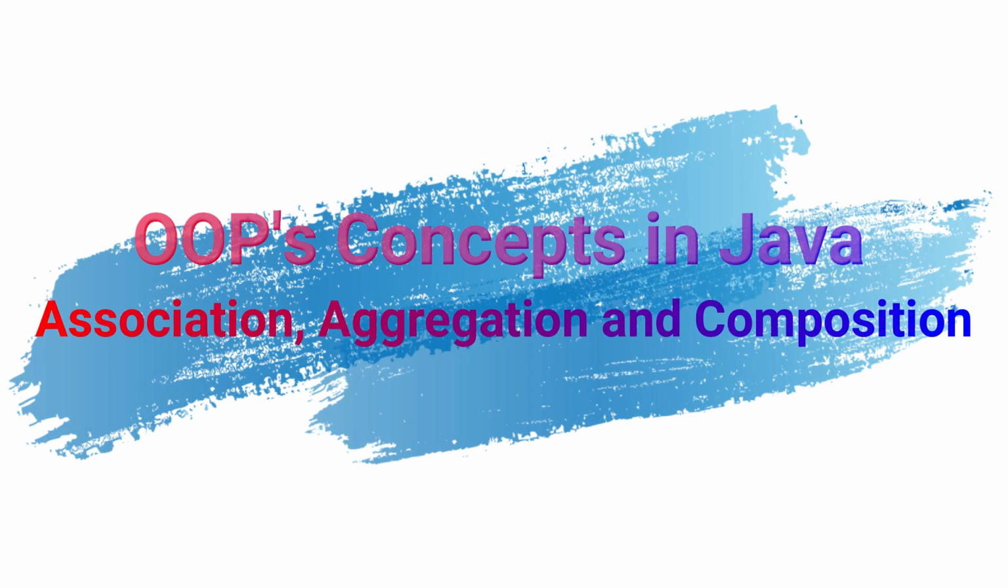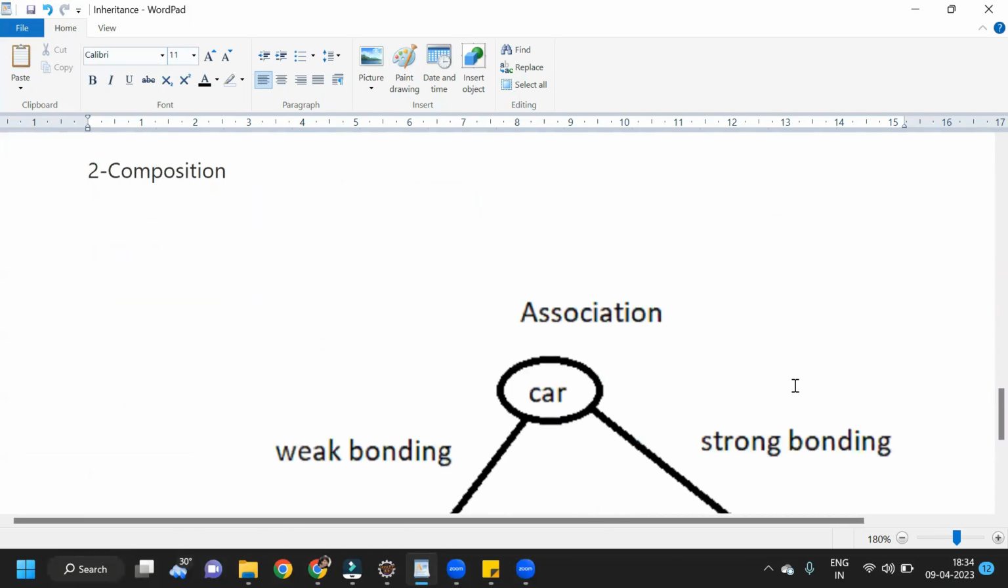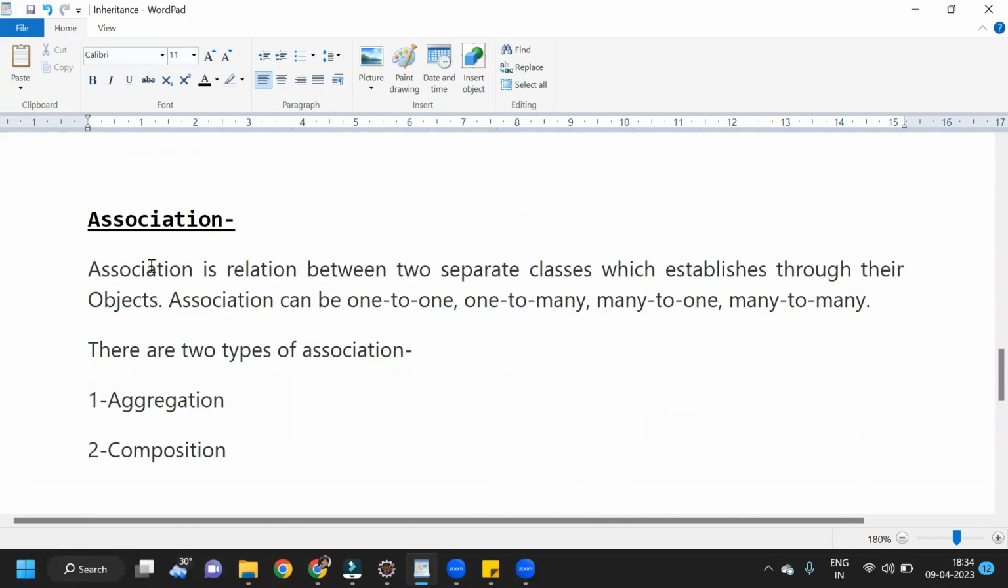We will understand what is the association. We have already completed inheritance. Now we will move into association. So association maintains a has-a relationship. We will see this with the definition.